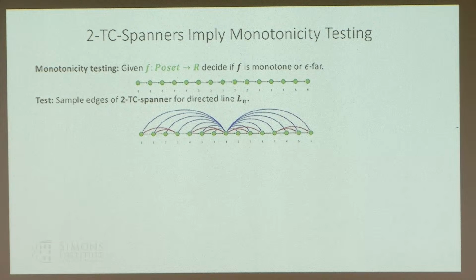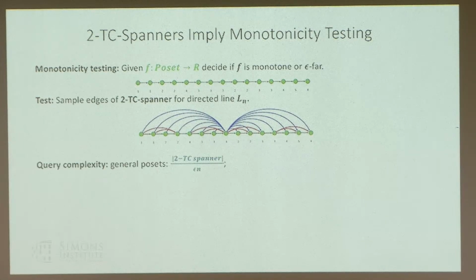So you put a 2-transitive closure spanner on the line, and you uniformly pick pairs that form edges in this spanner. Okay, and it turns out that for the line, there is this very nice construction. It's a recursive construction. You take the middle vertex, connect everything on the left with the middle, connect the middle with everything on the right in the right direction, and recurse.